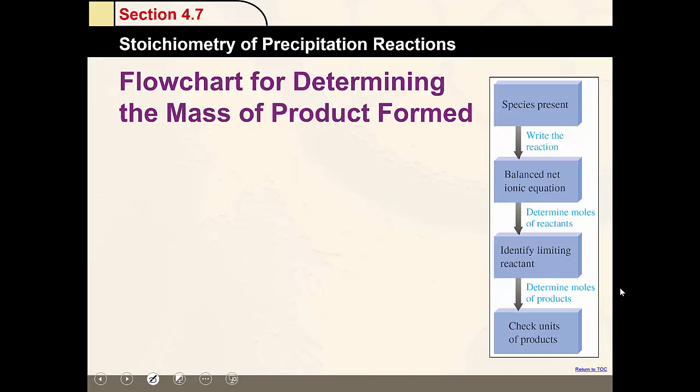And then identify which one is the limiting reactant, which one produces less of the solid product. And then you make sure that you check your answer to make sure it makes sense, and make sure all of your units match up.